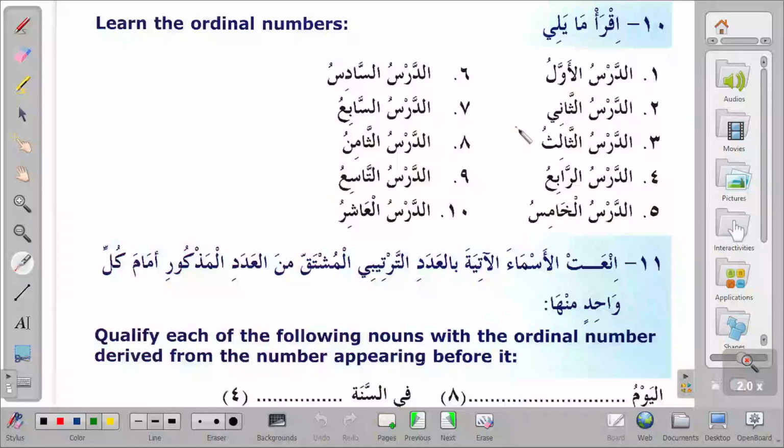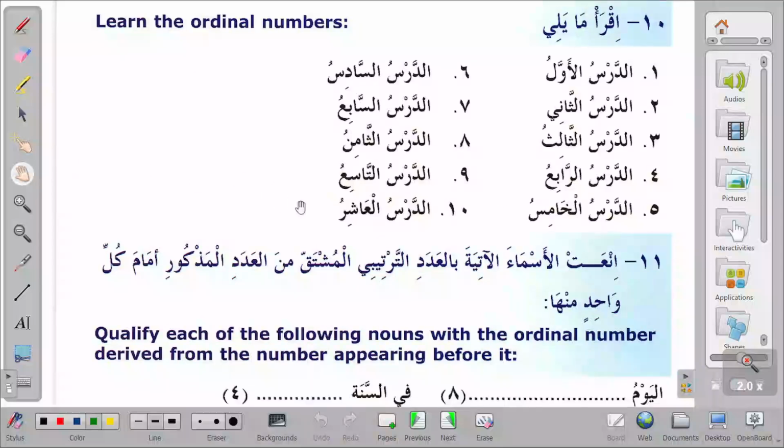So we now go to the only thing: if the number is feminine, assuming you are counting female students, for example, طالبة, you say الطالبة الثالثة. But here, because darsun is masculine, it is darsu salisu, not salisatun.